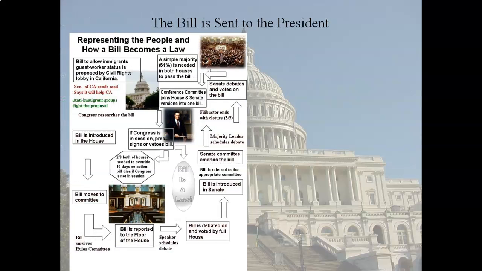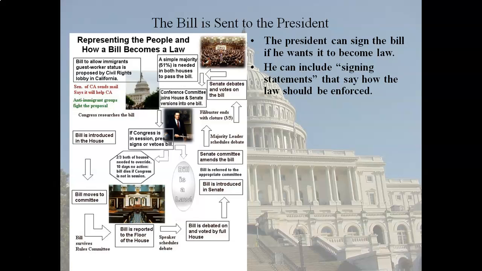Okay, so once both chambers have approved the bill, then it's got to go to the President of the United States for his signature. So the President can sign the bill right away if he wants it to become a law, and as soon as that signature is on the bill by the President, then it is law.